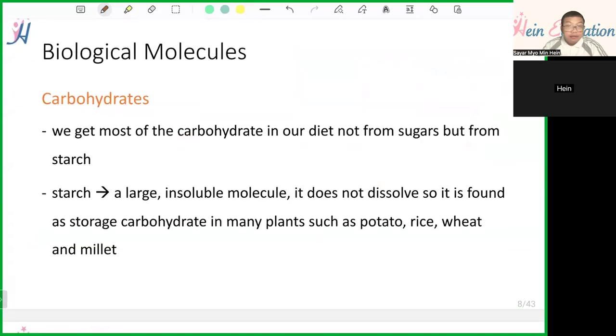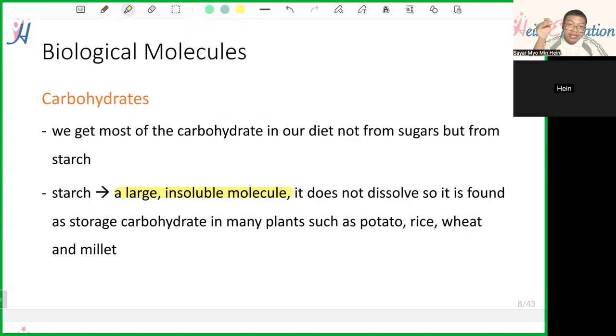We get most of the carbohydrates in our diet not from sugar, but mainly from starch. We can review our daily habits, where we consume rice or bread or noodles. Those are the main starchy foods. Starch is a large insoluble molecule, meaning it will not dissolve easily in water, and it is found as a storage carbohydrate in many plants such as potato, rice, wheat, and millet.